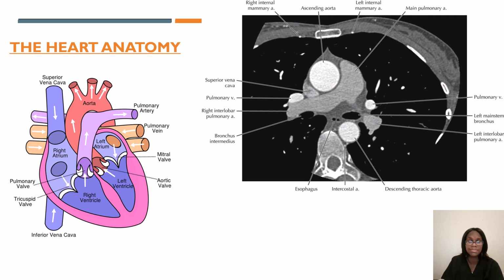Know your heart anatomy. Know where it starts as far as blood enters through the superior vena cava or inferior vena cava. Where does it go? Does it go to the right atrium, right ventricle? Things like that. Just know your heart anatomy, especially how to identify it on your CT images.